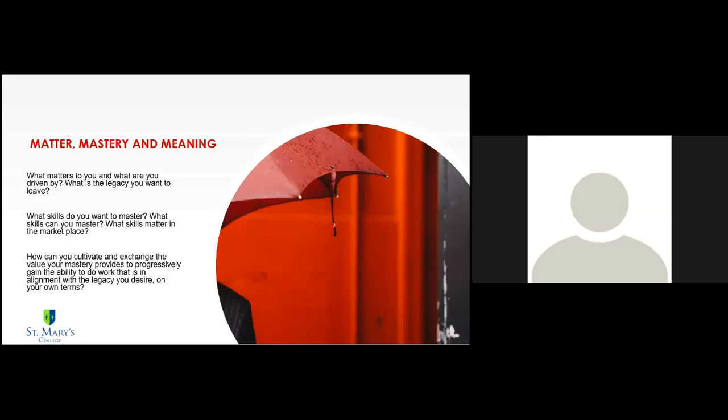So once you answer what matters to you and what you are driven by, and what legacy you want to leave, the next part is about potential. What skills do you want to master? What skills can you master? What skills matter in the marketplace? What skills do you want to master? That's an open-ended question. You could say, I want to learn how to play the keyboard, or I want to learn public speaking, or I want to mentor people. The list can be endless. What skills can you master? That's a different story. That is where potential comes.